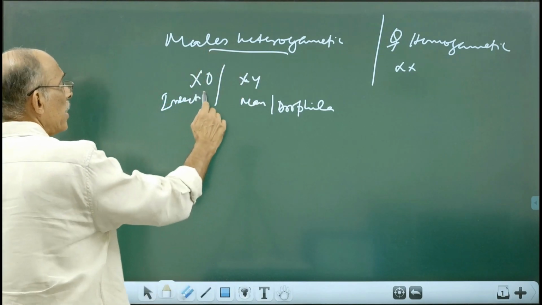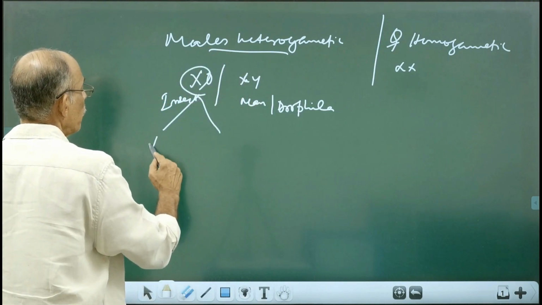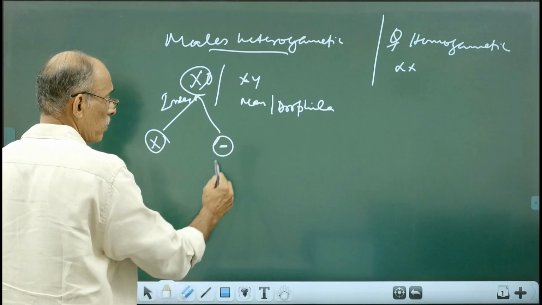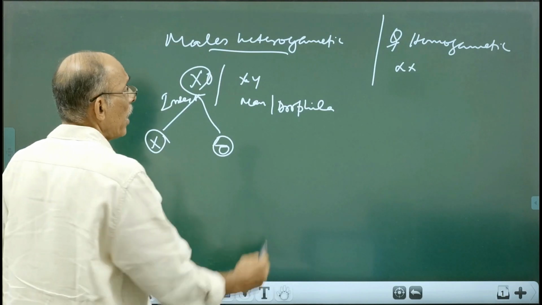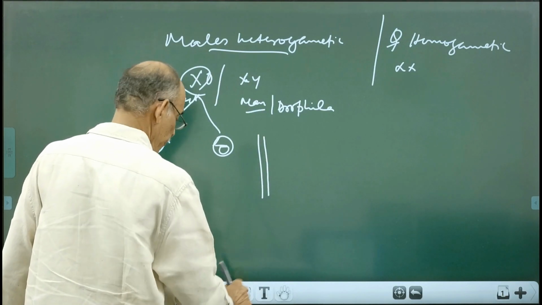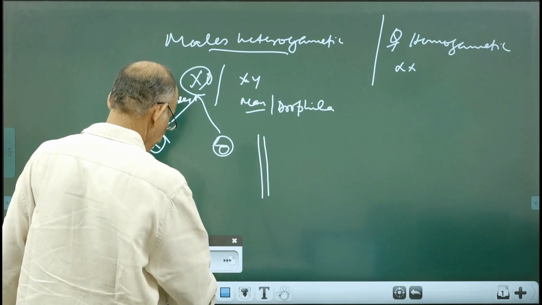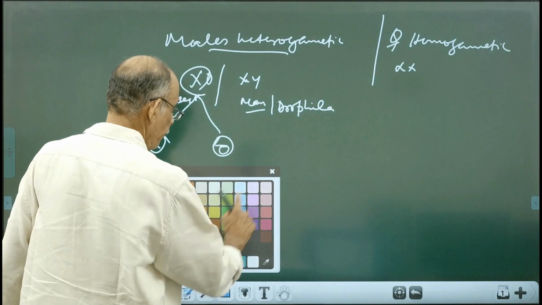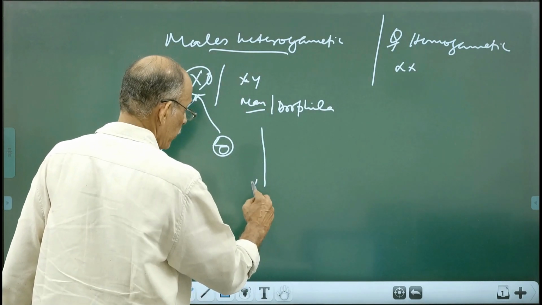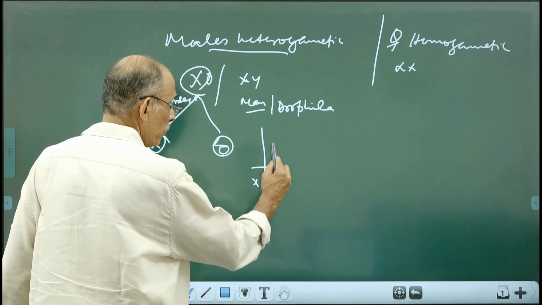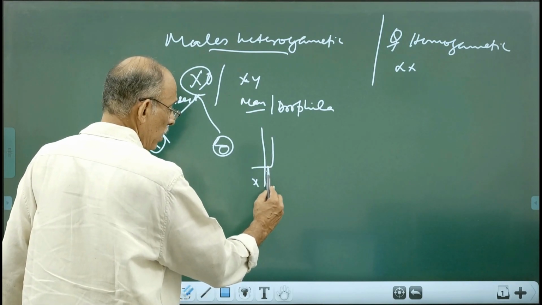Here, the males produce two types of gametes, one with X chromosome and one without any sex chromosome. That is why it is represented as 0. And in man, the X chromosome is a long chromosome and the Y chromosome is a small chromosome. Only this much portion is homologous.